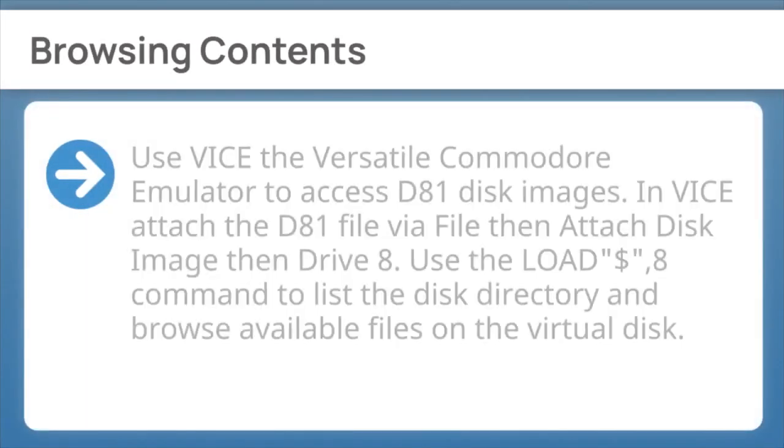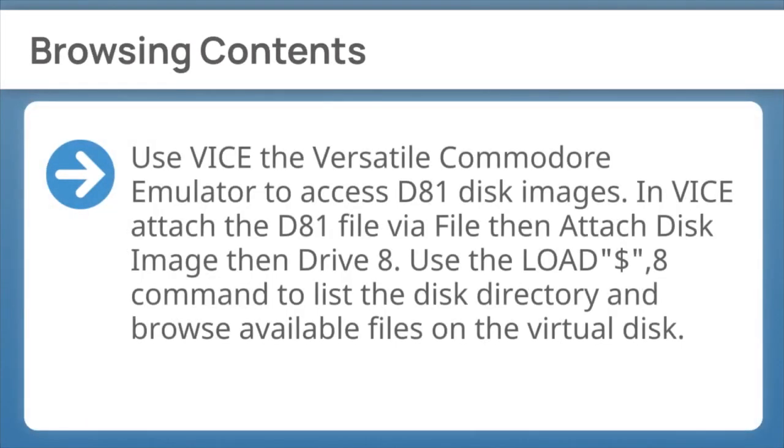First, browsing contents. Use VICE, the Versatile Commodore Emulator, to access D81 disk images. In VICE, attach the D81 file via File, then attach disk image, then drive 8. Use the load "$",8 command to list the disk directory and browse available files on the virtual disk.